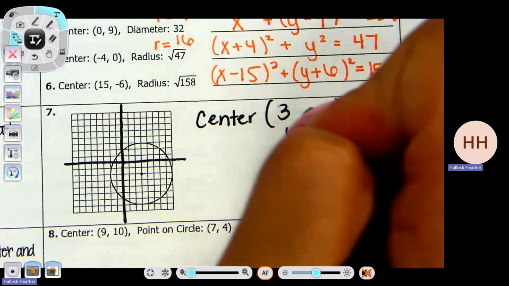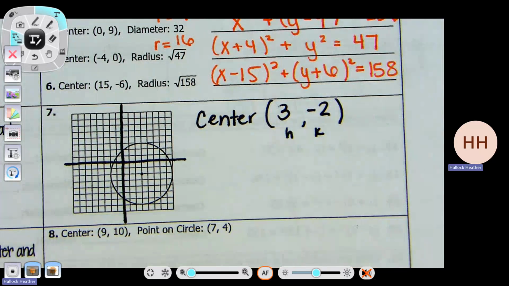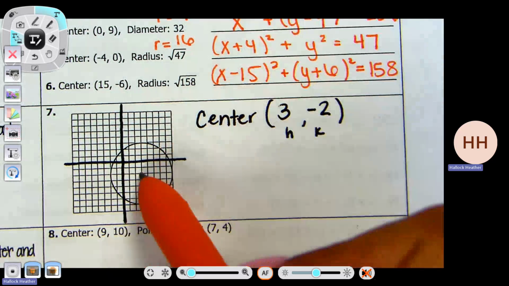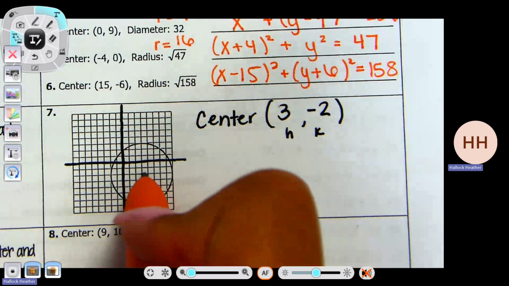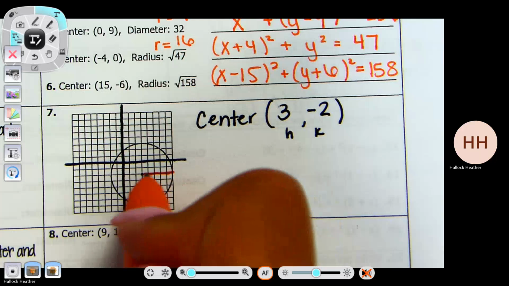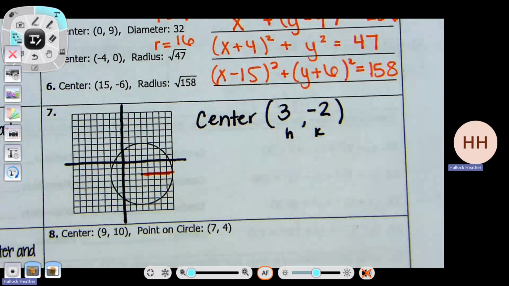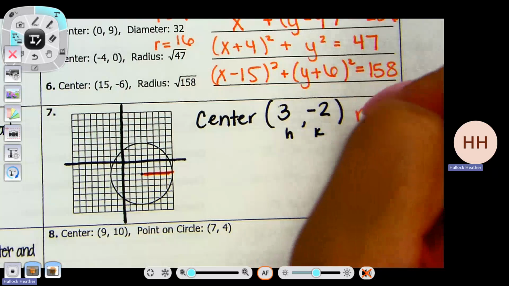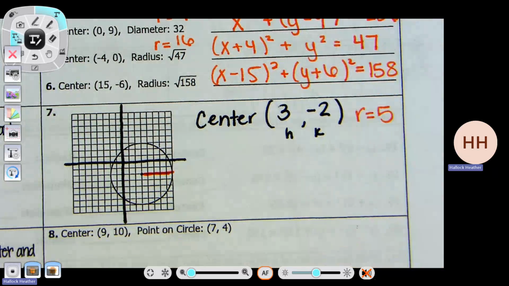3, -2. And then you got to find the radius. So you're going from your point, and now you don't want to go diagonal. You're just going straight to the side or straight up to get to the edge. So what is it? Radius is 5. So same thing. Take a second, write your equation. Easy peasy.